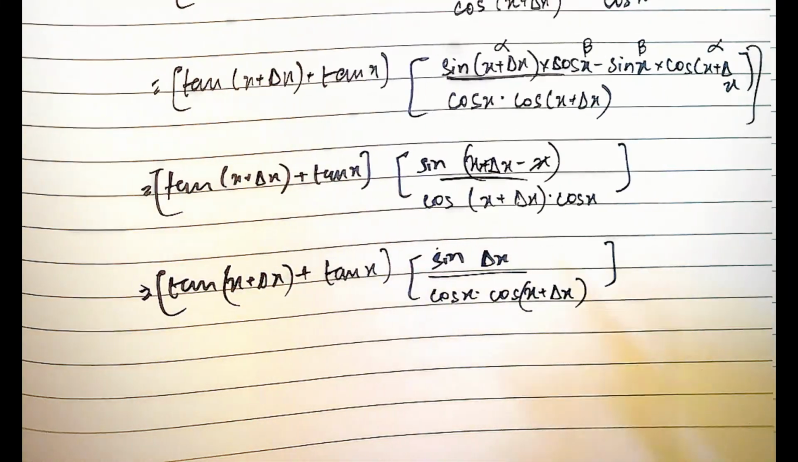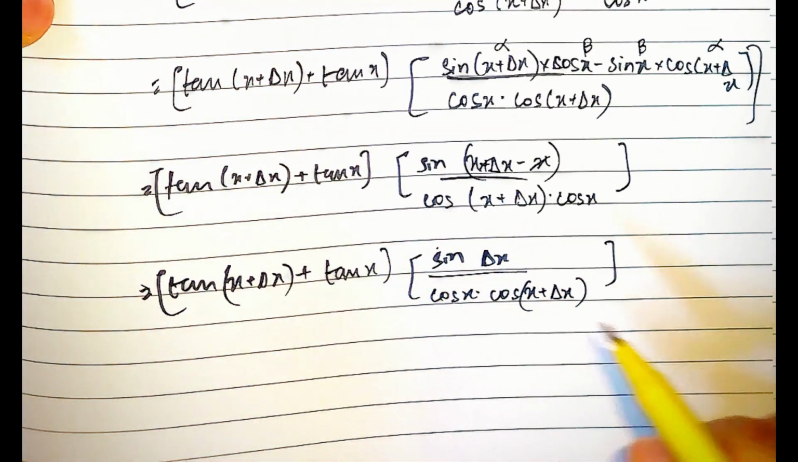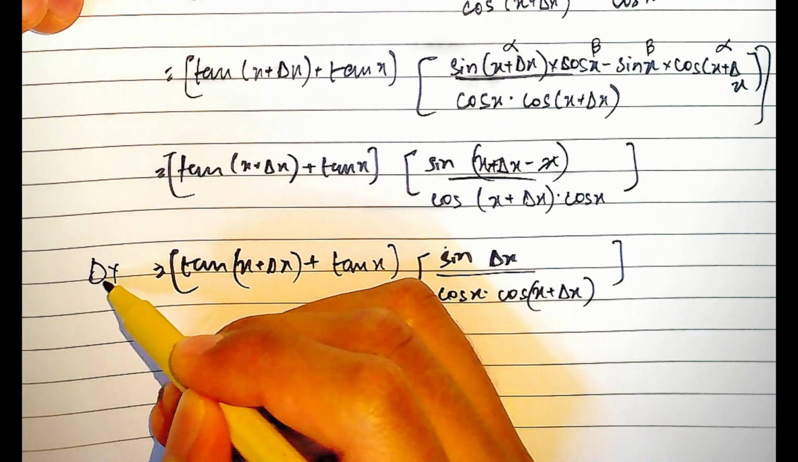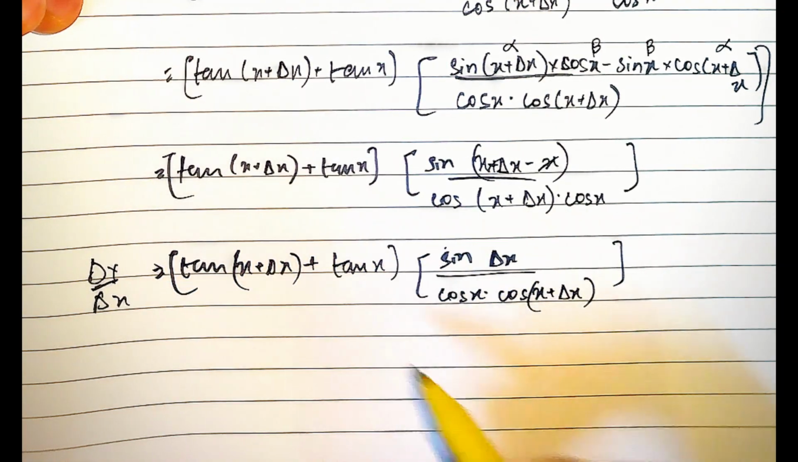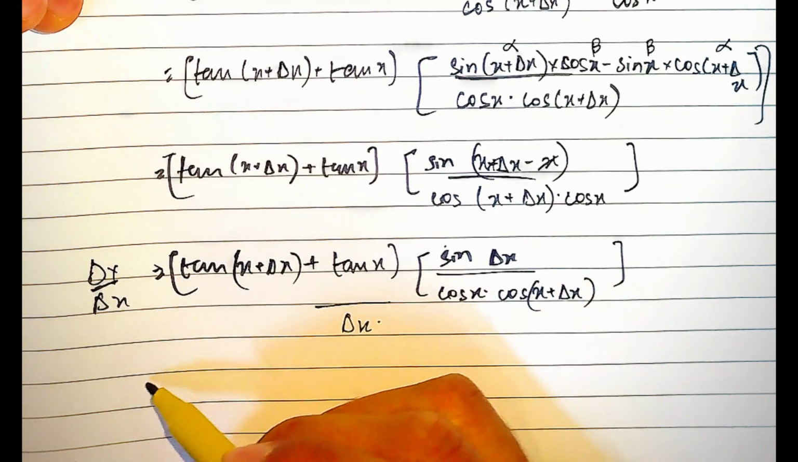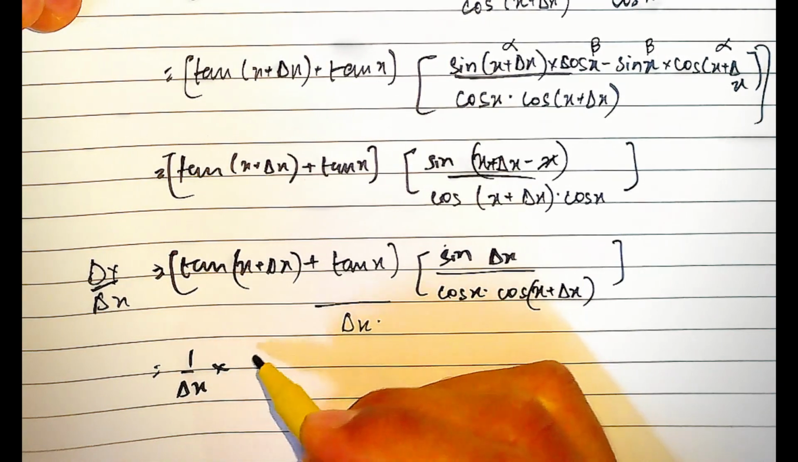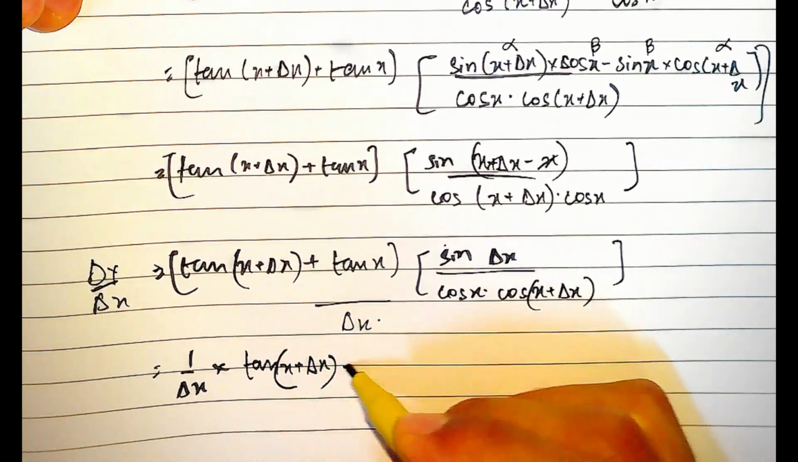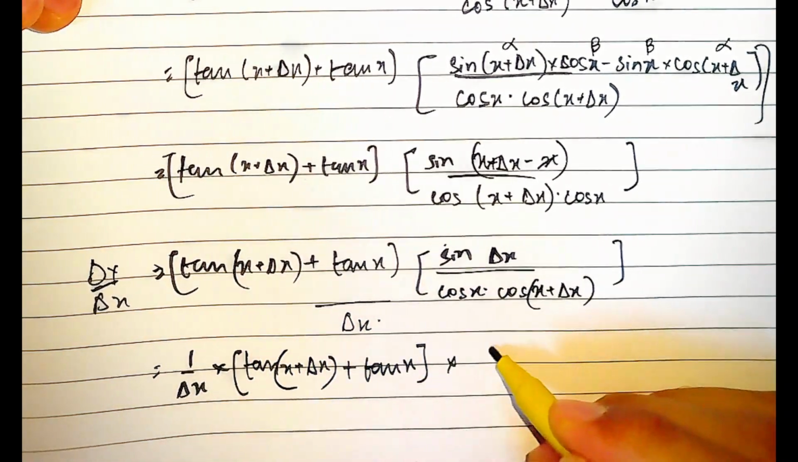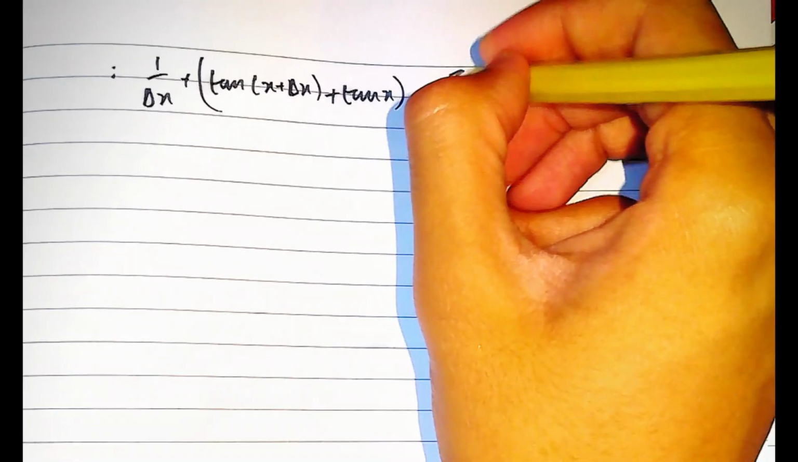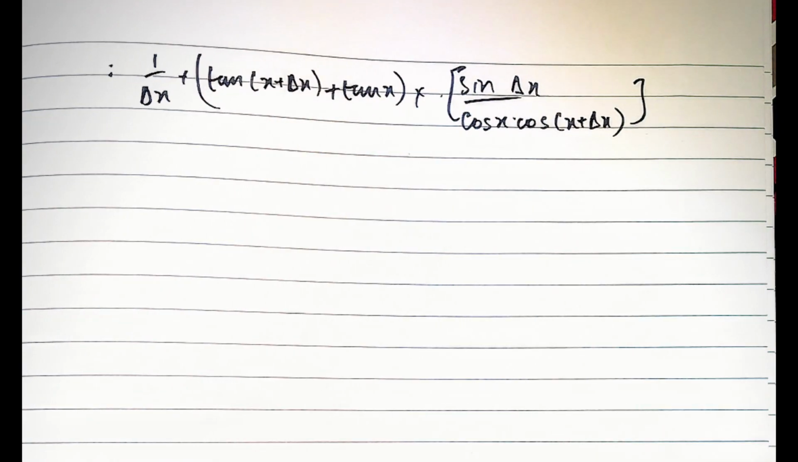You will see. Now we can finally move towards the fourth step of differentiation using the first principle, and that is dividing delta x on both sides. So delta x divided by delta x. Okay, and this term can be rewritten as 1 divided by delta x multiplied by. Now we can finally move towards the fifth step, and that is applying the limit.